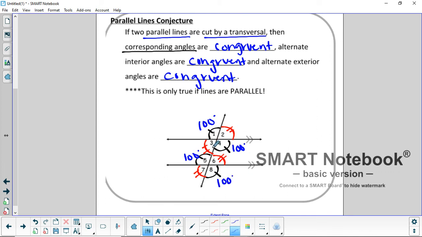Now to figure out the red marked angles, these are linear pairs when they're next to each other. So I would take 180 and subtract off 100 to get 80 left over for angle 2, which is also the size of angle 3, angle 6, and angle 7.